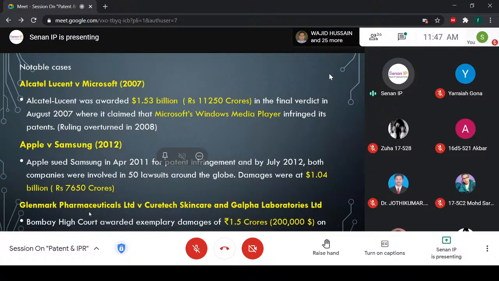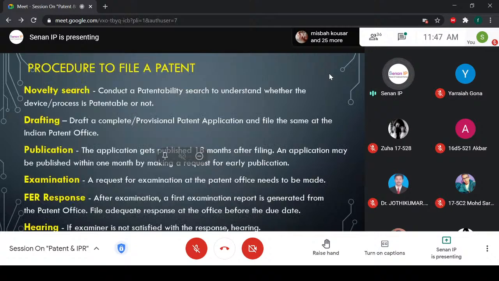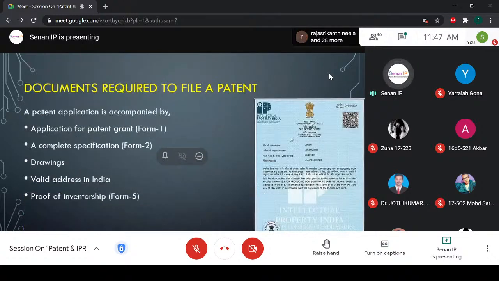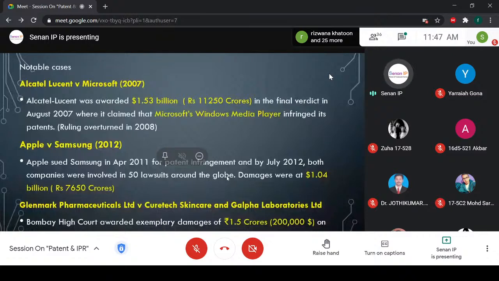After granting your patent application, you are granted a patent certificate. At this step, if your patent application is granted, you will receive a patent certificate, this kind of certificate. After your patent application is granted, if someone is using, manufacturing, or selling your product or process, then you can file a case against that person.